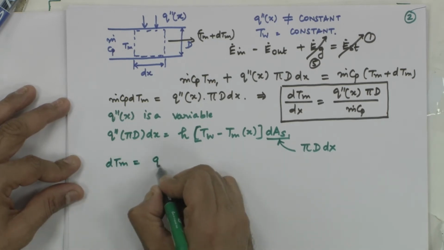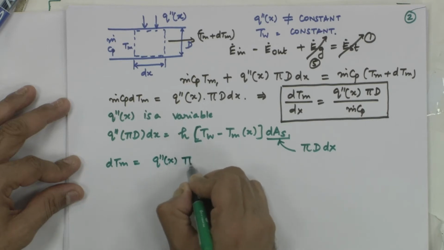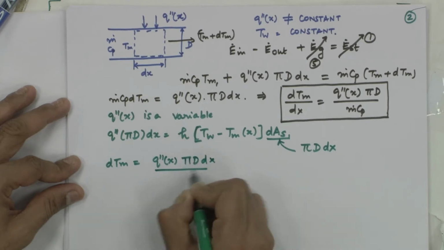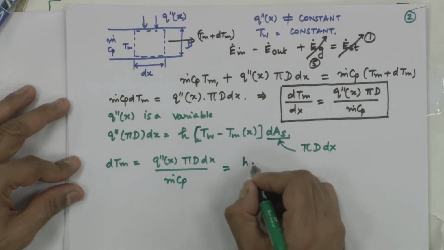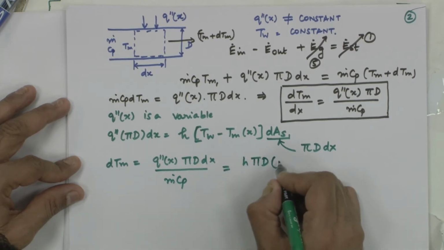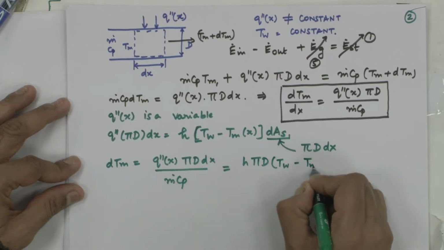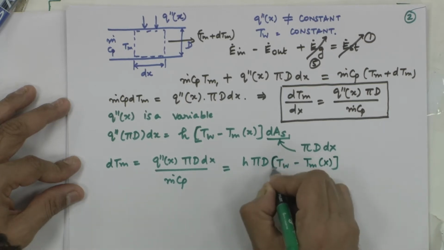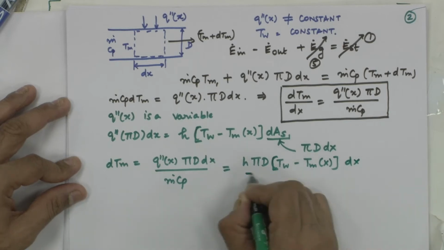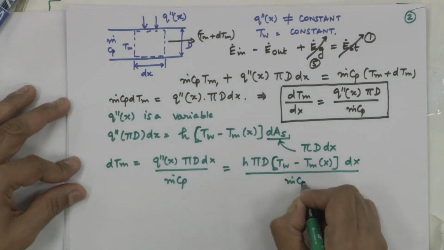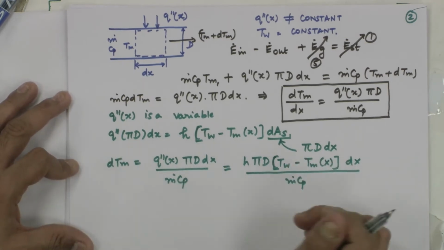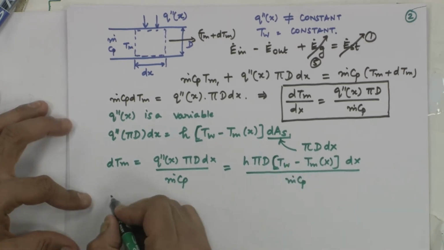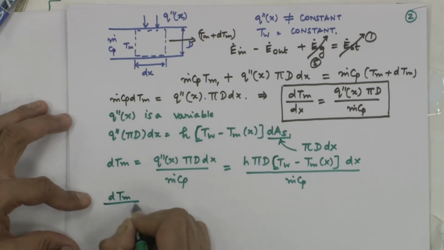Okay. So, this now is going to be replaced there, so I can write dTm is equal to q double prime of x pi d dx divided by m dot Cp, which is now the same as h into pi d (T wall minus T local) dx divided by m dot Cp. I am merely substituting for the q double prime pi d from above. Now, I need to segregate the variables: dTm by T wall minus Tm local.